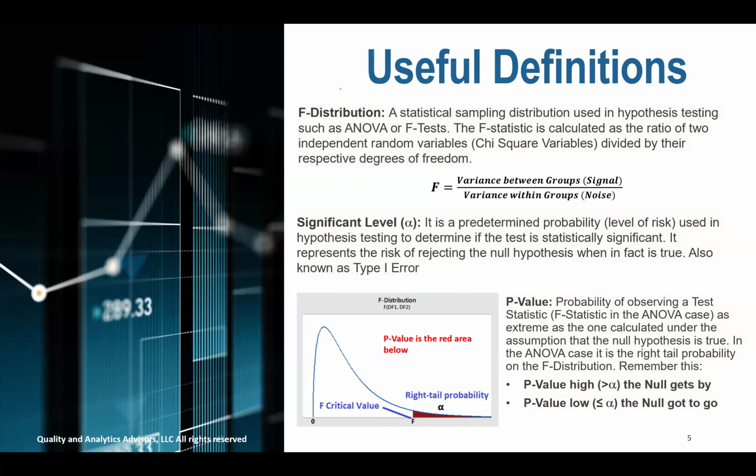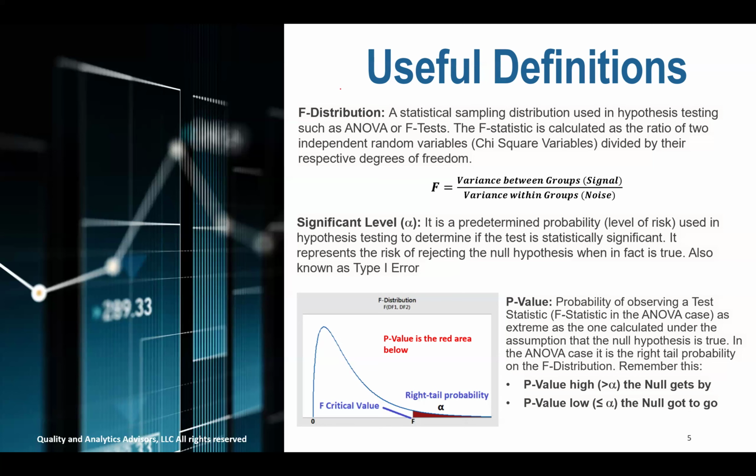If we get a large number, the image on the right will tell us that the p-value will most likely be small. Therefore, if the p-value is small, we're going to have to reject the null. So we need to know the significance level, alpha. We also need to know the F statistic, which we're going to calculate from our data. And based on that information, we're going to determine the p-value.